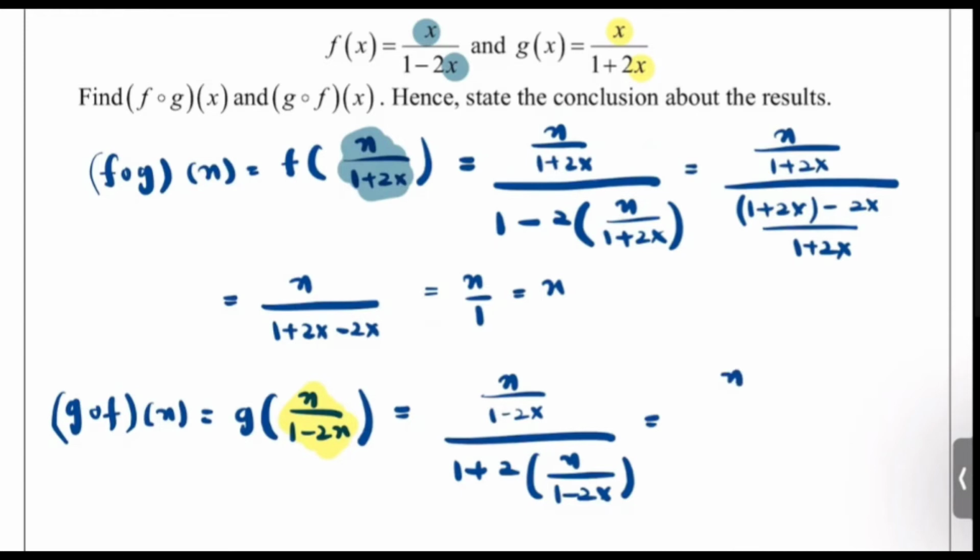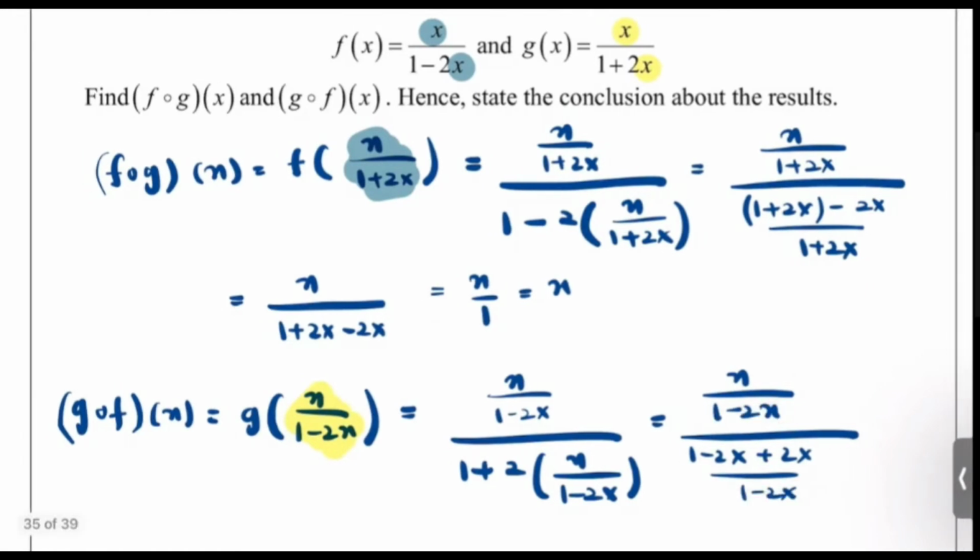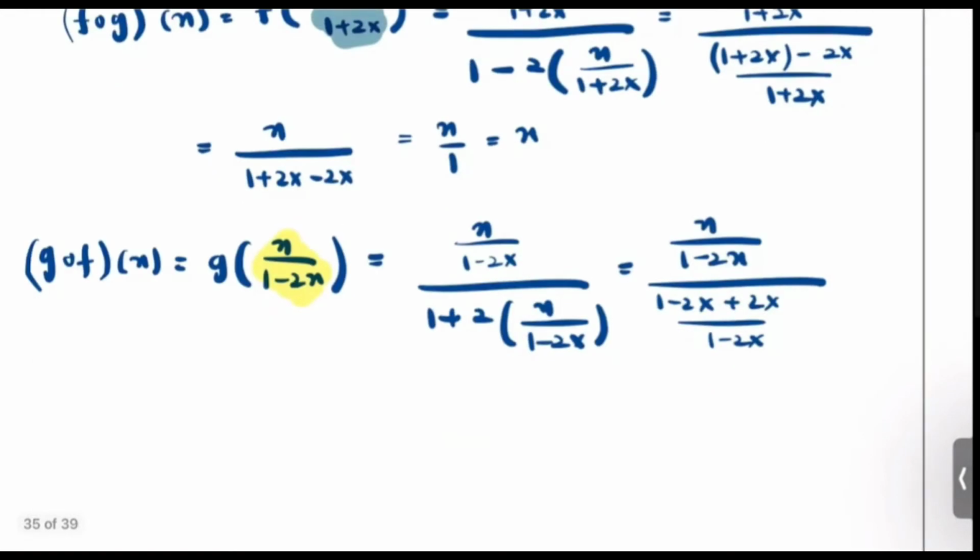So we have x over 1 minus 2x over, here I make the denominators the same, 1 minus 2x plus 2x over 1 minus 2x. So this one and this one can cancel out. So here I will get x over 1 minus 2x plus 2x. So negative 2 plus 2 is 0. So we have x over 1 which is equal to x.